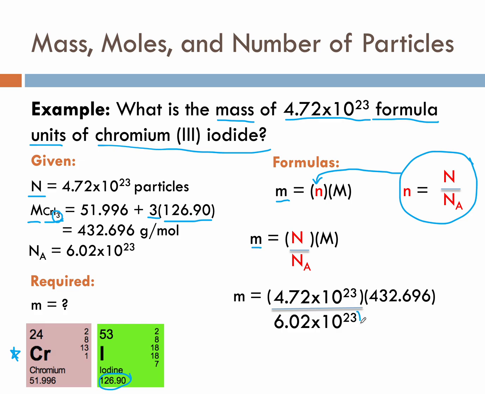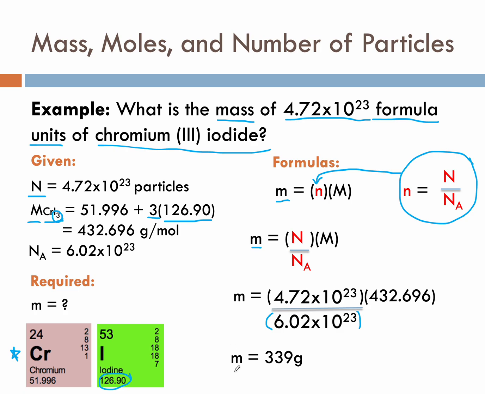I would recommend putting Avogadro's number in brackets, or make sure you use your times 10 to the button on your calculator, just to make sure that you are indeed dividing by the 10 to the 23. If you don't do that, you'll get a crazy big number for mass, so you'll notice that you've made a mistake right away. If I toss that all into my calculator, the number that I get is 339 grams.